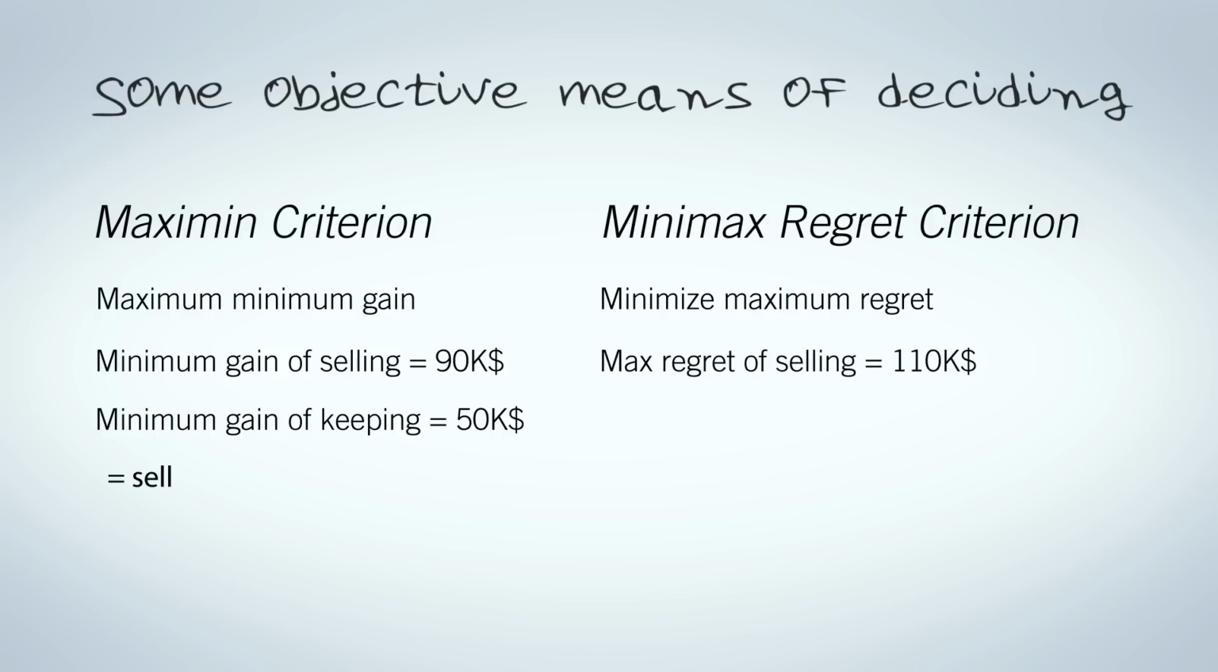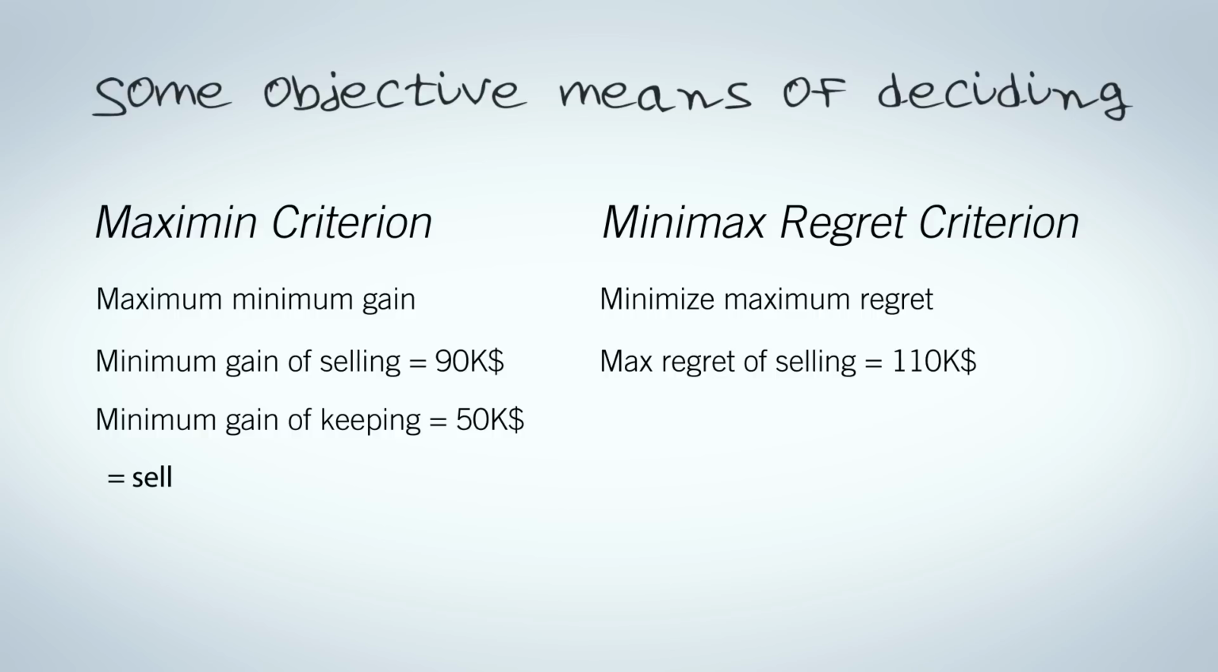What does that mean? If you sell, the maximum regret, well, what could go wrong? If you sell, you get 90,000, but your maximum regret is that you find out the next day or the next week that the residential vote to rezone went ahead and you could have made 200. So you stand to regret $110,000. So you're not going to sleep because you lost $110,000 and you could have used that for all kinds of wonderful things.